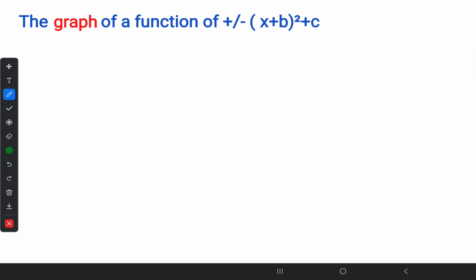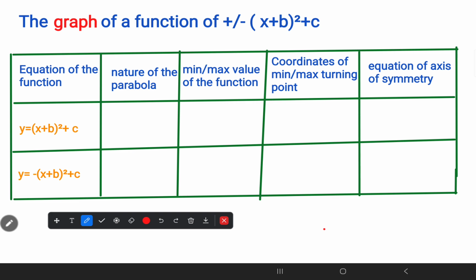Let's draw a table to understand that one. Now let's have a look into it. The graph of the function positive or negative (x plus b) whole square plus c. We know that if x is having a square value, that means it should be a quadratic function. In those cases, we can obtain either this kind of parabola, a negative parabola or a positive parabola. These are the only two types of graph we can draw by using a quadratic function.